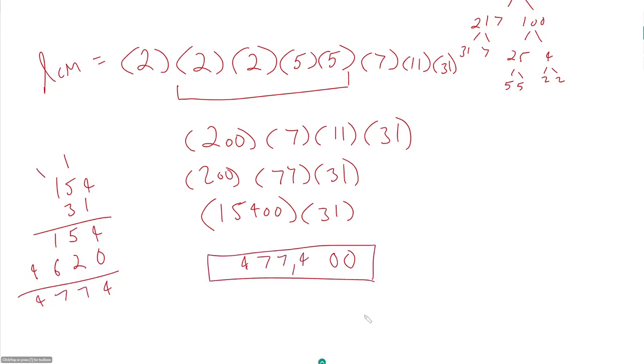This is our final number, 477,400. So let's take a look now at how they might actually test this on the GMAT. They probably would not give you numbers this crazy.